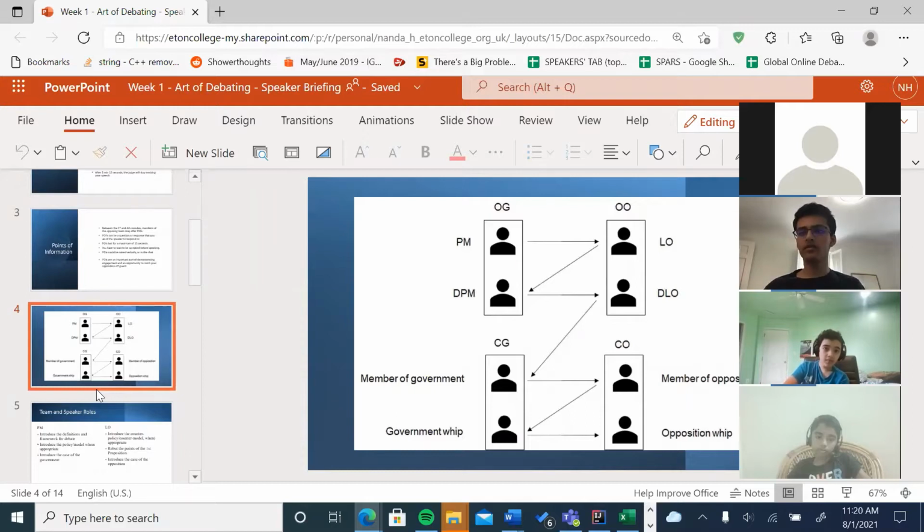If you were doing a 3v3 debate, then you would just take this government whip and just add him on to the government bench here. So you'd have the Prime Minister and then the Leader of Opposition, and then the Deputy Prime Minister and the Deputy Leader of Opposition, and then the government whip and the opposition whip. Very similar to the format that we did yesterday when we did the 3v3 debate.